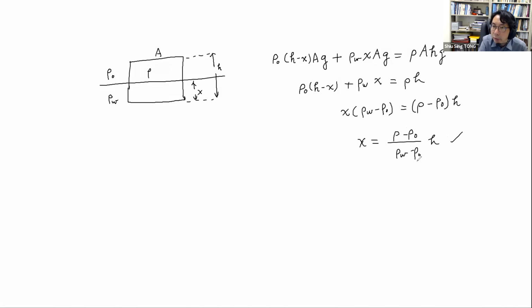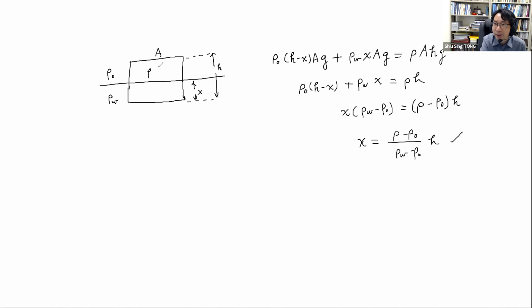Now I have a check over the answer. I know that rho W must be larger than rho naught, so this must be larger than 0, right? And the density of the object must somehow be larger than the density of oil, right? Otherwise, it will not sink in oil.